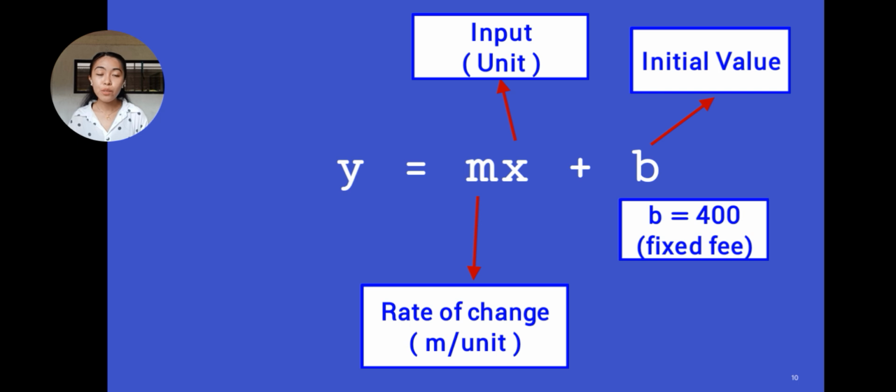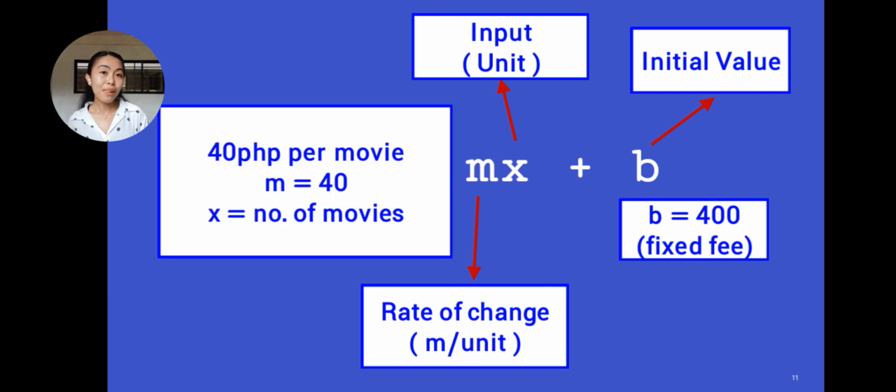M is the rate of change and x is the input. Usually they go together, wherein they are represented by m per unit. Let's take our example a while back, which is 40 pesos per movie. Here, our m is equal to 40 and x is the number of movies. It can be any value, maybe 1, 2, any value for x.